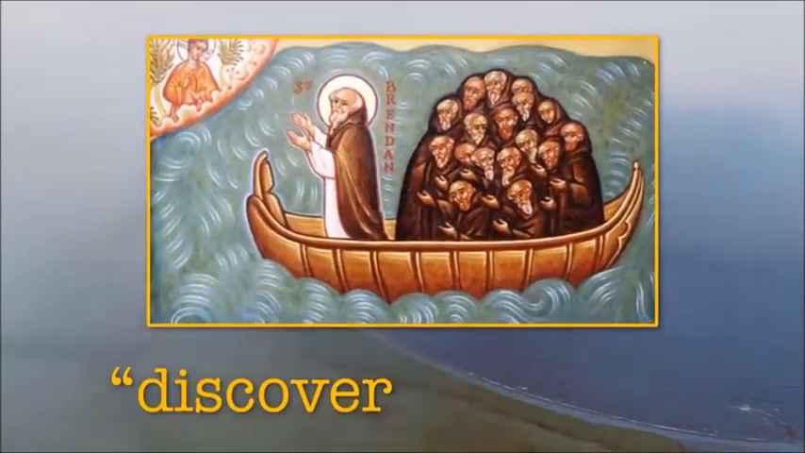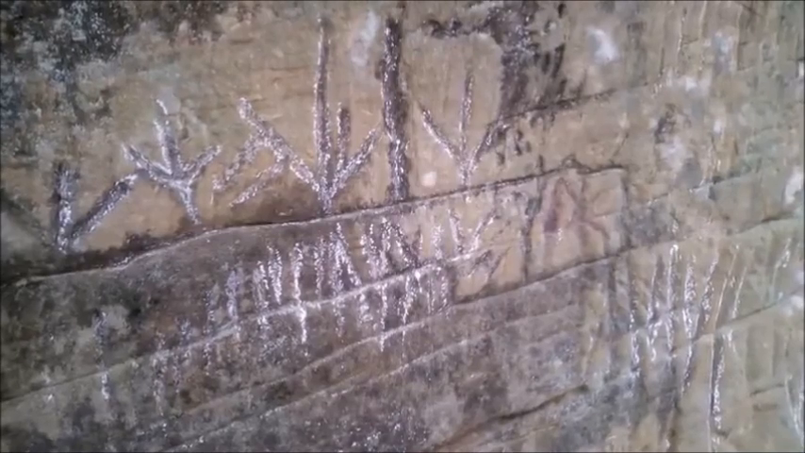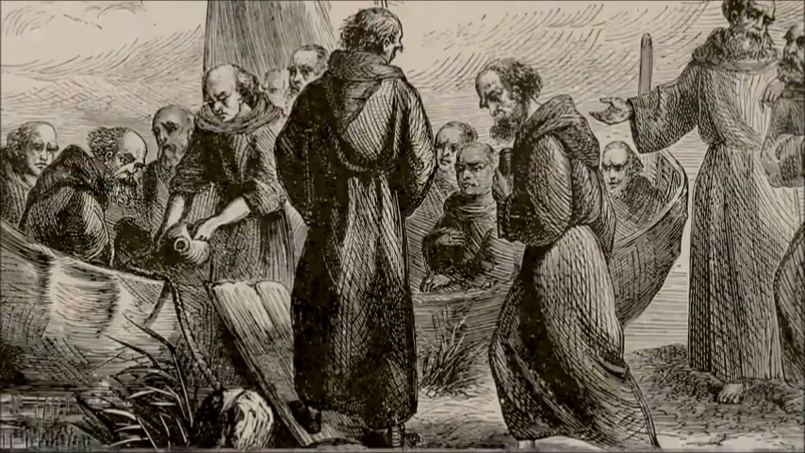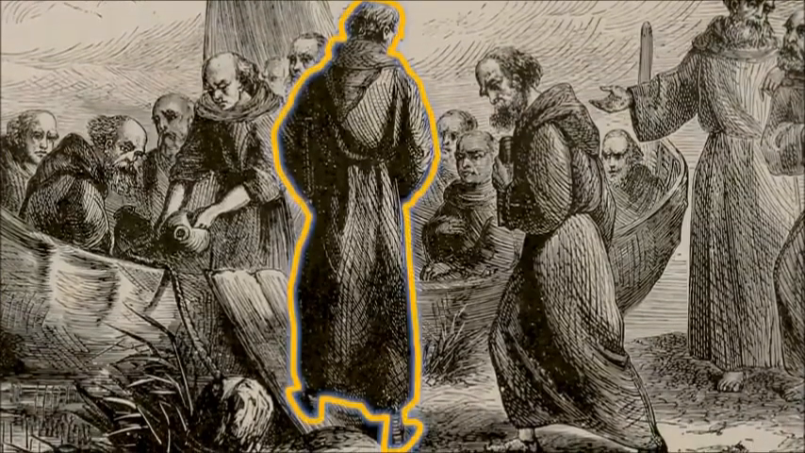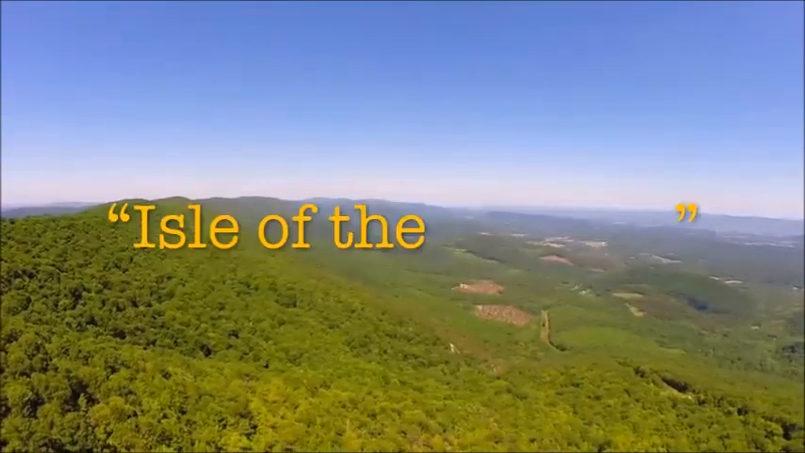The tale involves Saint Brendan, an Irish monk said to have sailed across the Atlantic to discover paradise, roughly around the same time these markings were estimated to have been made. The story is pretty long, but in short, Saint Brendan leaves Ireland with 14 other monks to discover new lands called the Isle of the Blessed.